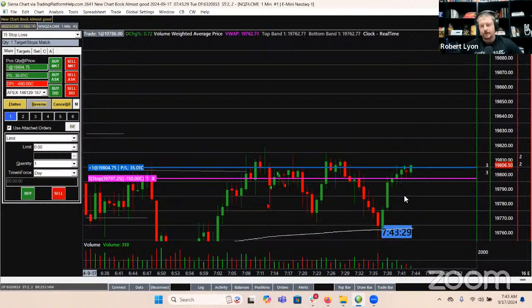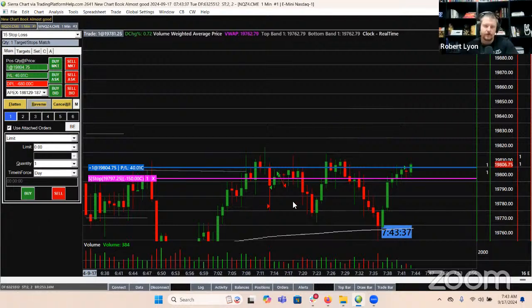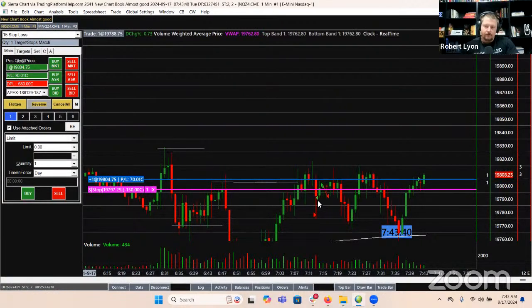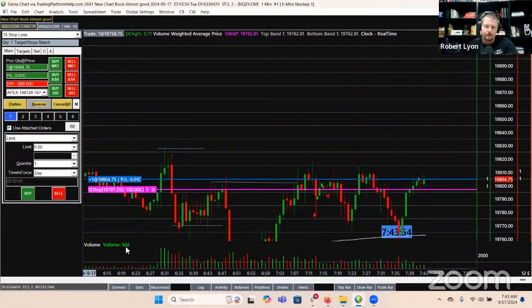We're flirting with the idea of going up, I'll say that. We really are gonna need a powerful candle here to break through this. Somebody will come in and push it through, maybe. You can see the volume is definitely growing.